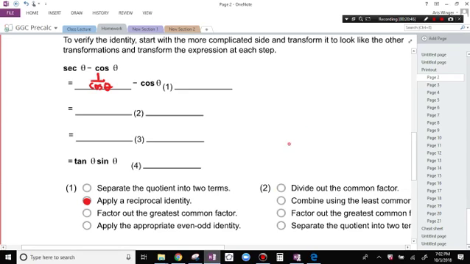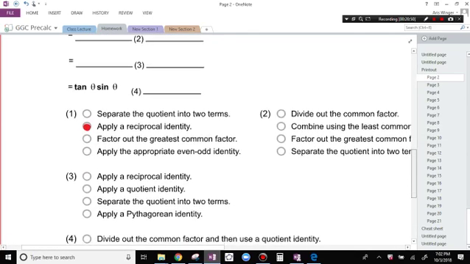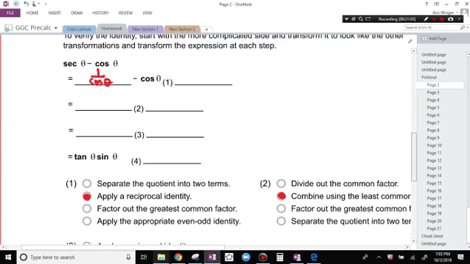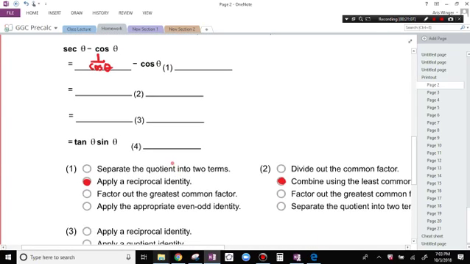Okay. I have no idea what they want us to do for the second equality, right? Let's see what the choices are. Okay. We made a least common denominator. Is that one of the choices? Yeah. That is one of the choices. Combine using the least common denominator, right? So then the question becomes, do they want this? Hopefully they want that, right? And then that was what we got when we made the least common denominator.